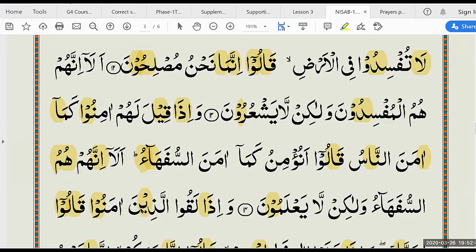Then for haruf mad ya, the letter before that would always have kasra. And for wa, the letter before that would always have dhamma on top. So if you're unsure which wa or which ya or which alif is haruf mad, just make sure to look at the letter before that. It would have dhamma if haruf mad is wa, kasra if haruf mad is ya, and fatha if haruf mad is alif.